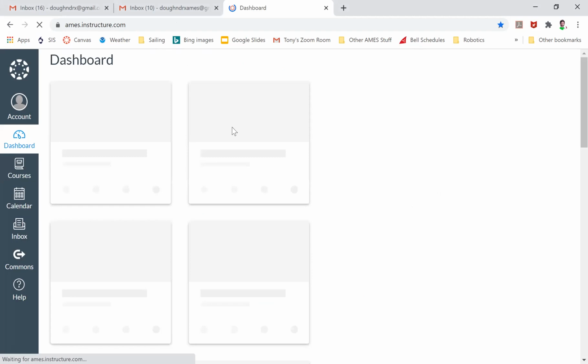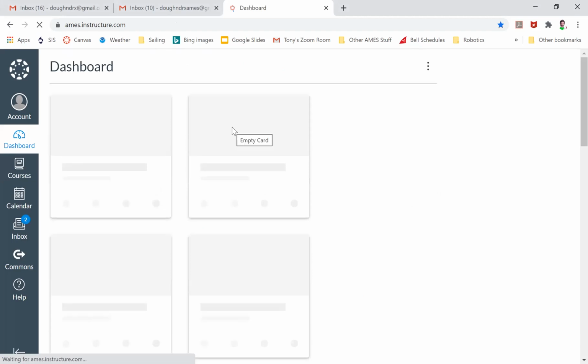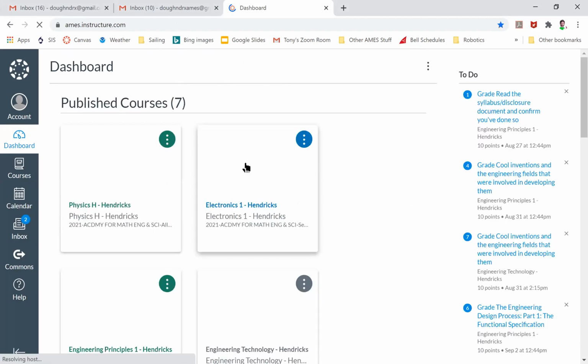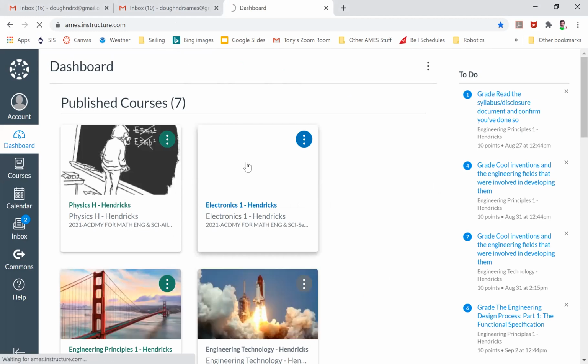If my internet connection will allow me to. Boy, is it ever slow today. All right, so here's the electronics page, and let's go down to the assignments.